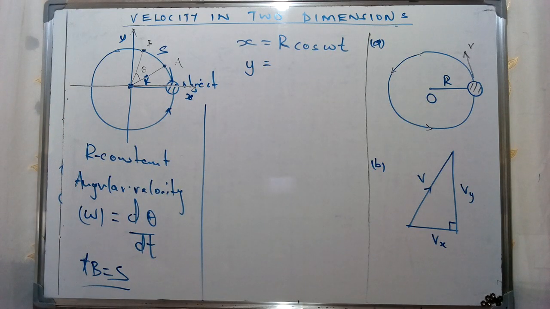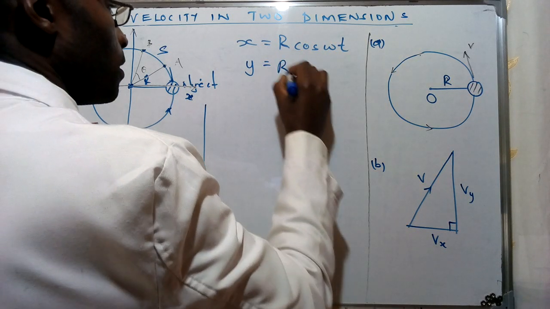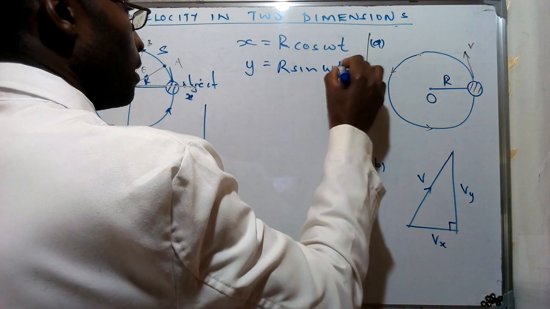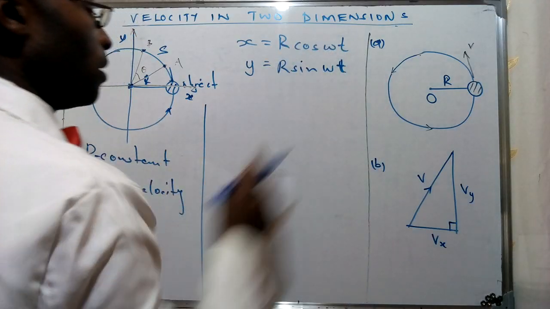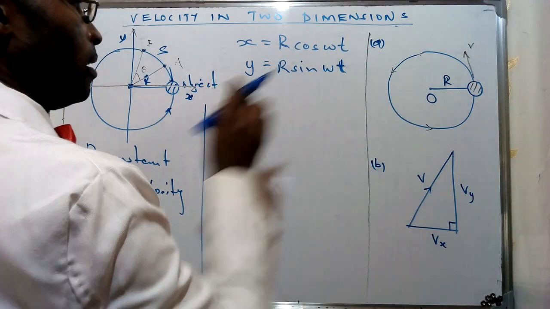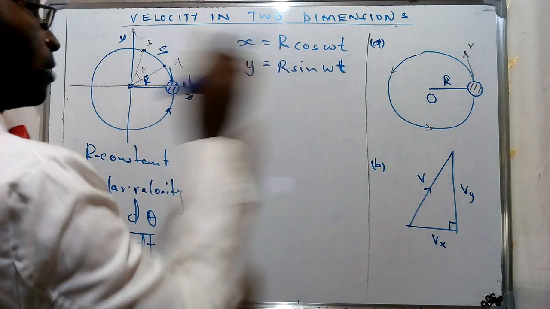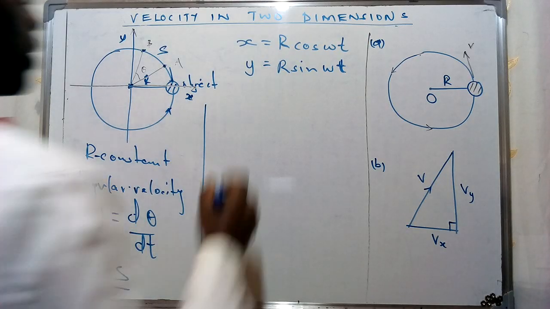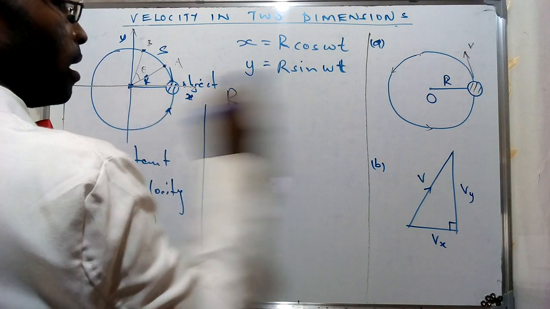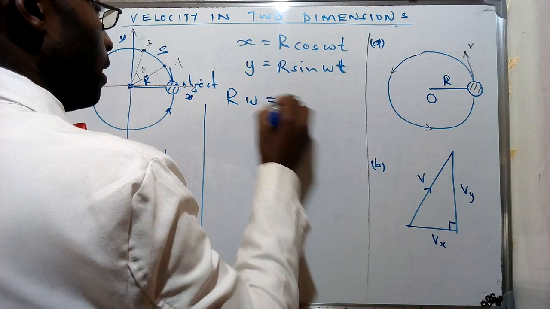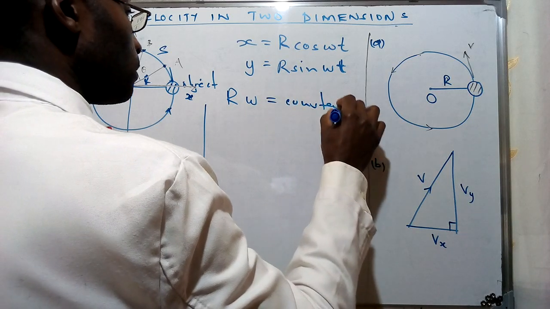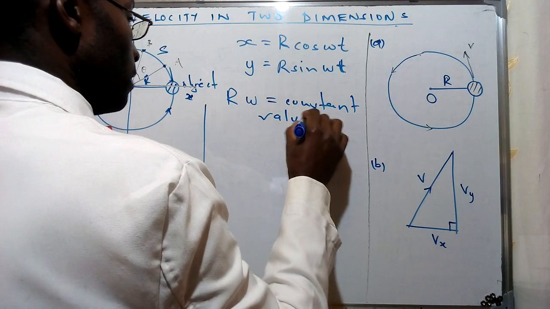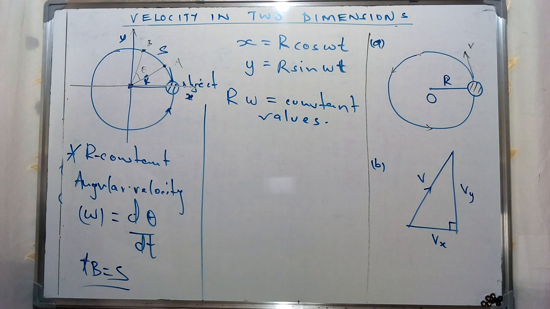y coordinates by using the concept of sine, whereby we're going to have r sine omega t. So this is going to imply time, the angular velocity, and of course the radius. In both cases, we're going to see that the radius r and omega are constant values, as I had implied in my opening statement of this discussion. So we're going to consider these to be constant values.